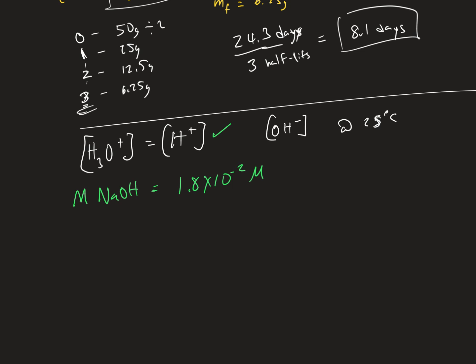So we're going to start with what we know: 1.8 times 10 to the negative 2. I'm going to change that to be moles of NaOH to 1 liter of solution. Does that make sense? Okay. Here we have to find H plus, so let's take a look at our reference sheet.